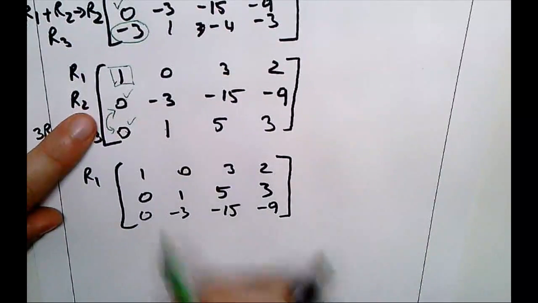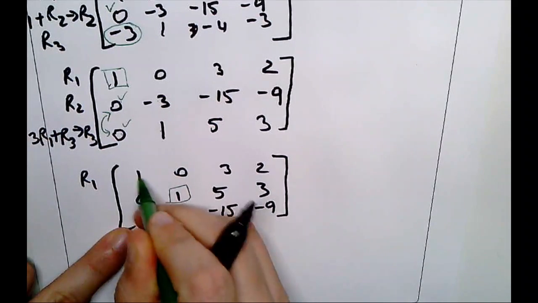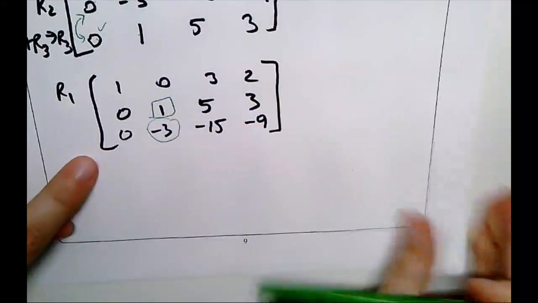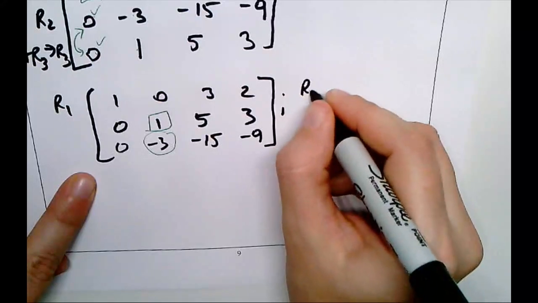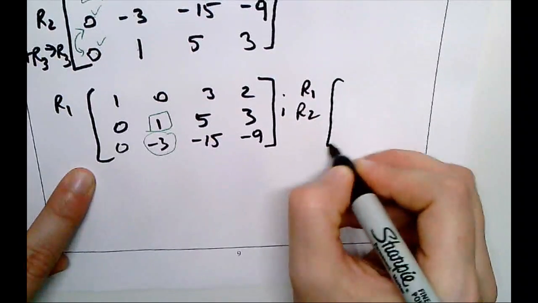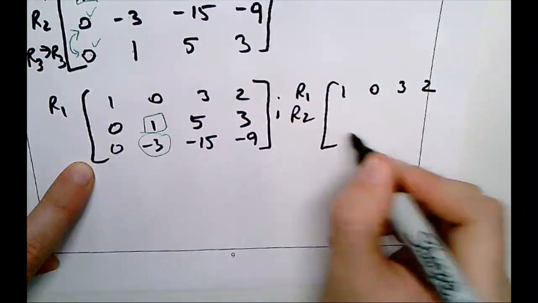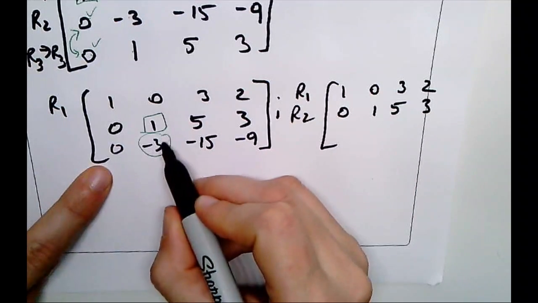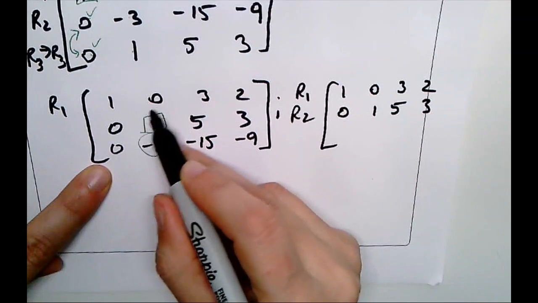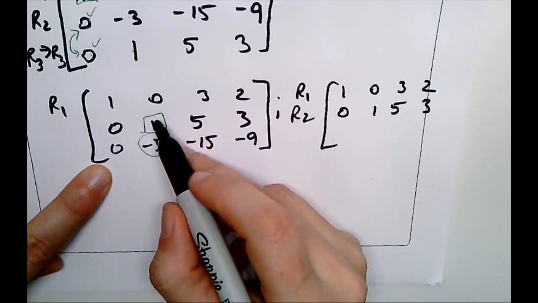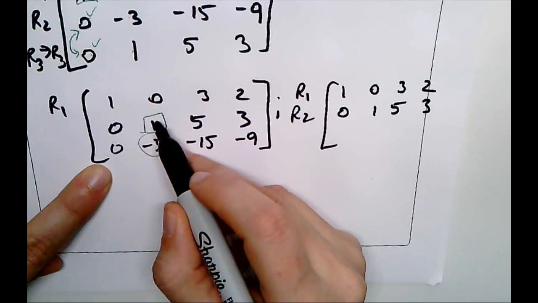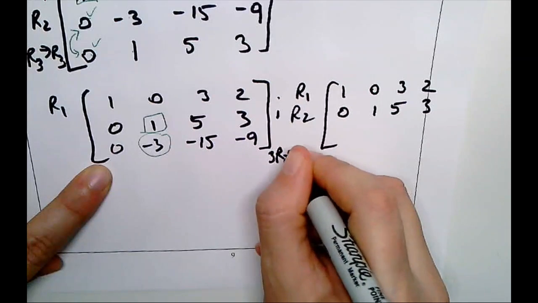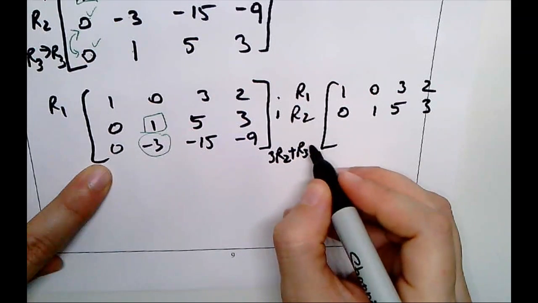Okay, so now I have that the leading entry in row 2 is a 1. So the only thing I have to do is make this a 0. Okay, so making this a 0, that means that my row 1 stays the same, row 2 stays the same. So 1, 0, 3, 2, 0, 1, 5, 3. And then how do I make this a 0? I'm working in column 2, so that means I need to add a multiple of row 2. So notice that if I multiply row 2 by 3, then 3 and negative 3 is going to cancel. So this is going to be 3 row 2 plus row 3 goes into row 3.